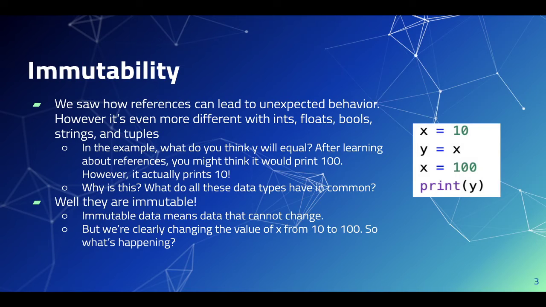So in that kind of thought process, when I do x is equal to 100, y should be equal to 100 too, right? Since they contain the same reference, and I'm changing the value at that reference, so y should be equal to 100. But that's not the case. Again, y is actually equal to 10. So why does this happen? Well, this is because these data types are immutable. So an integer is an immutable data type. We're clearly changing the value of x from 10 to 100, right? So shouldn't y change too? But that's not how variables are stored in Python.